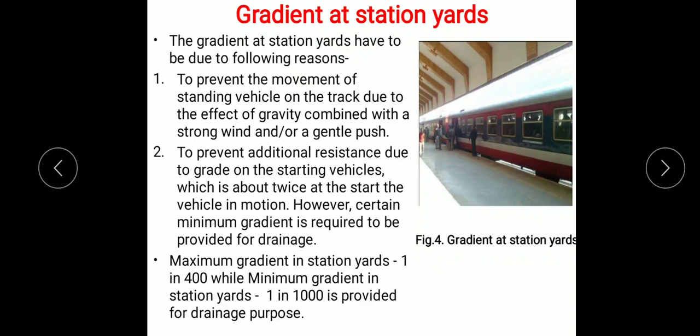So this is about the various types of gradients that are followed on Indian Railways. With this we will stop here and continue in the next lecture. In the next lecture we are going to discuss the various terms that are used for the design of the permanent way or railway track.